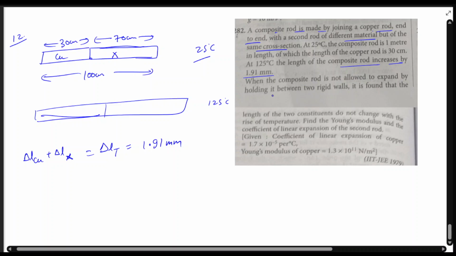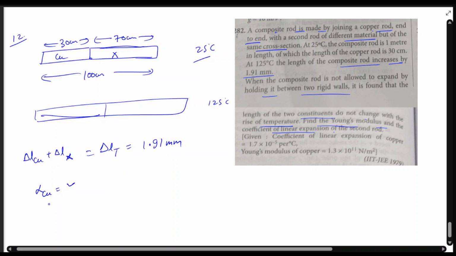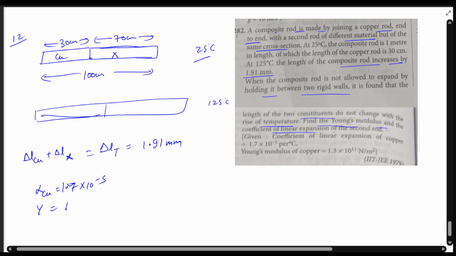The composite one is allowed to expand by holding it. Okay, so we will not allow it to expand. The two lengths of two constituents do not change with the rise of temperature. We now find the Young's modulus and coefficient of linear expansion. So we have given alpha of copper as 1.7 into 10 raised to power minus 5, and we have Young's modulus of copper, so it will be 1.3 into 10 raised to. So it's an easy question, right? So we have delta T, so delta T is 100.